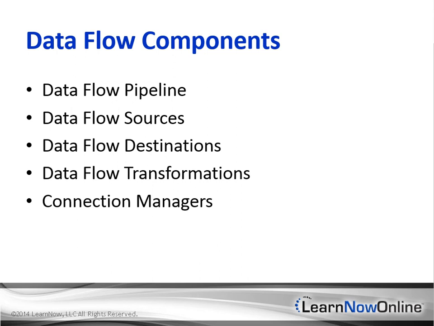Now, you don't necessarily need all of these components in a data flow task. You'll always have the pipeline, but the data source and destination, there's some wiggle room there. You won't always have transformations, but if you're connecting two sources and destinations, you'll need at least one connection manager. Okay, so there's a lot of flexibility in how you mix and match these components.